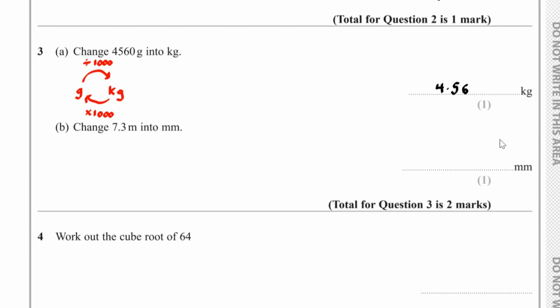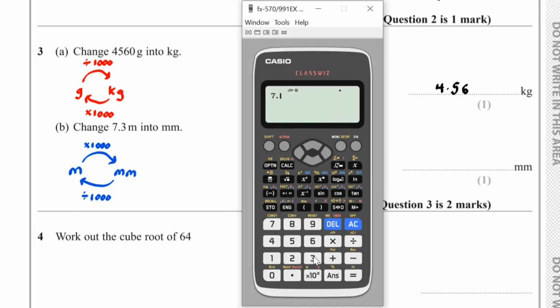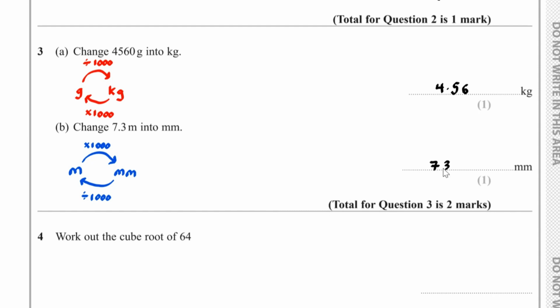For part B, we have to change 7.3 meters into millimeters. Well, to go from meters to millimeters, we times by 1,000. Millimeters to meters, we divide by 1,000. And so 7.3 multiplied by 1,000 is 7,300. So we have 7,300 millimeters.